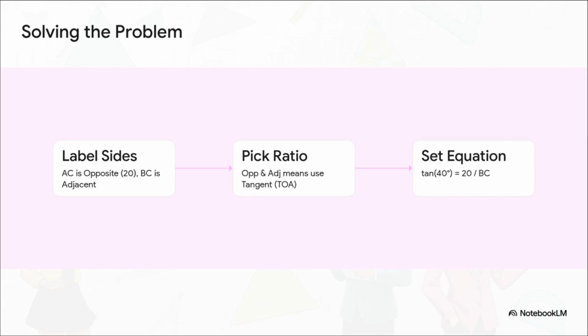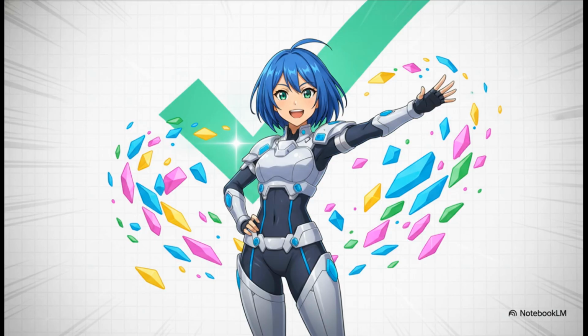Step 3. Let's set up the equation. Tangent of 40 degrees equals the opposite side over the adjacent side. So tan of 40 equals 20 divided by BC. See how easily the logic sets up the math for us? From here, it's really just a simple algebraic rearrangement. We want to isolate BC.